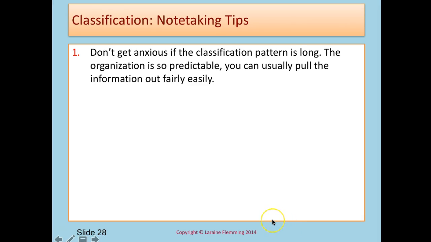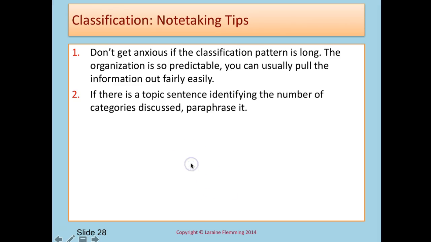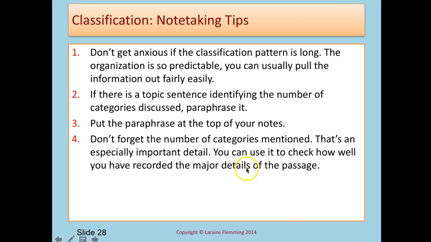When you're starting to take notes on the classification pattern, don't be turned off if the pattern is extremely long. Usually the organization is one that you can predict, so you can pull out the information fairly easily, even in an extended reading. And of course, if there's a topic sentence that identifies the number or type of categories being discussed, be sure to paraphrase that as the heading in your notes, and then put that paraphrase up on top. Don't forget the number of categories that are mentioned. That's a really important detail, because if you only get 4 of the essential types of blogs, you've really missed a good chunk of what that paragraph was all about.